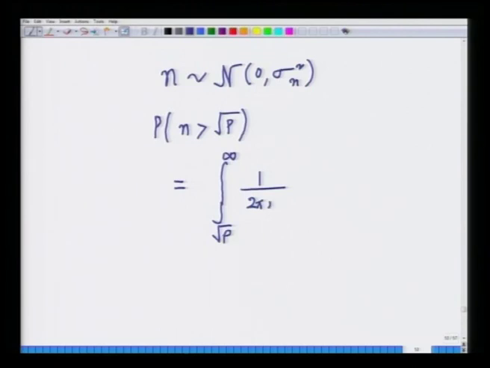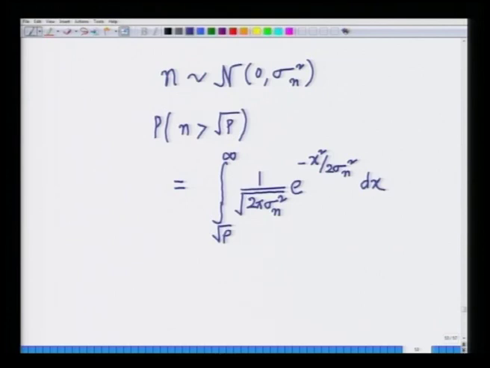It is simply 1 over square root of 2 pi sigma n square, e power minus x square over 2 sigma n square, dx, right. x is the integration variable. I am saying the probability that n is greater than square root of p is simply the integral from square root of p to infinity of 1 over square root of 2 pi sigma n square, e power minus x square by 2 sigma n square.